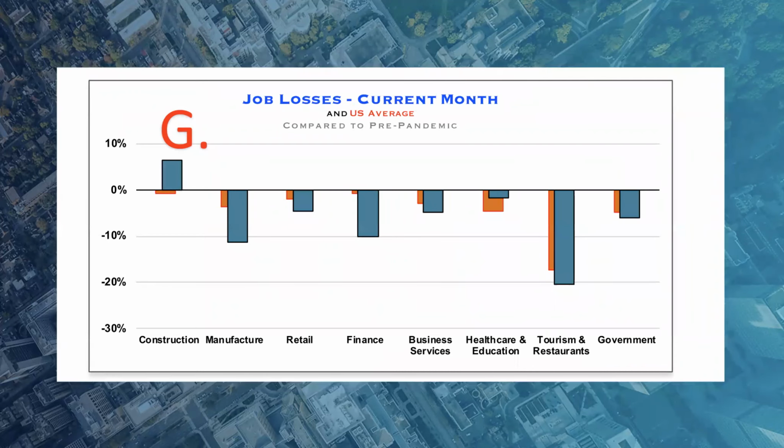Chart G shows how well the individual sectors are recovering from the pandemic. As the national recovery proceeds, we'll get a better idea of long-term effects on local growth and therefore on the demand for housing.